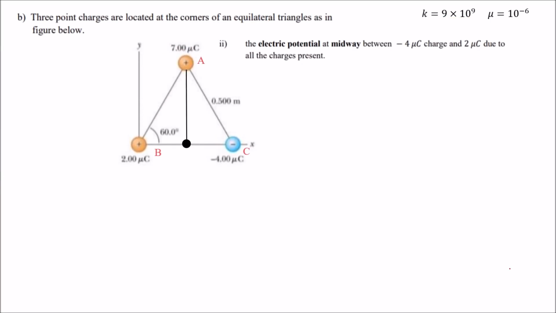Find the potential midway between the -4 microcoulomb charge and the 2 microcoulomb charge due to all the charges present. So it's asking for the electric potential here, midway between -4 and 2. So what does electric potential actually mean? Electric potential is actually used to find electric potential energy. And now you may ask, what is electric potential energy?